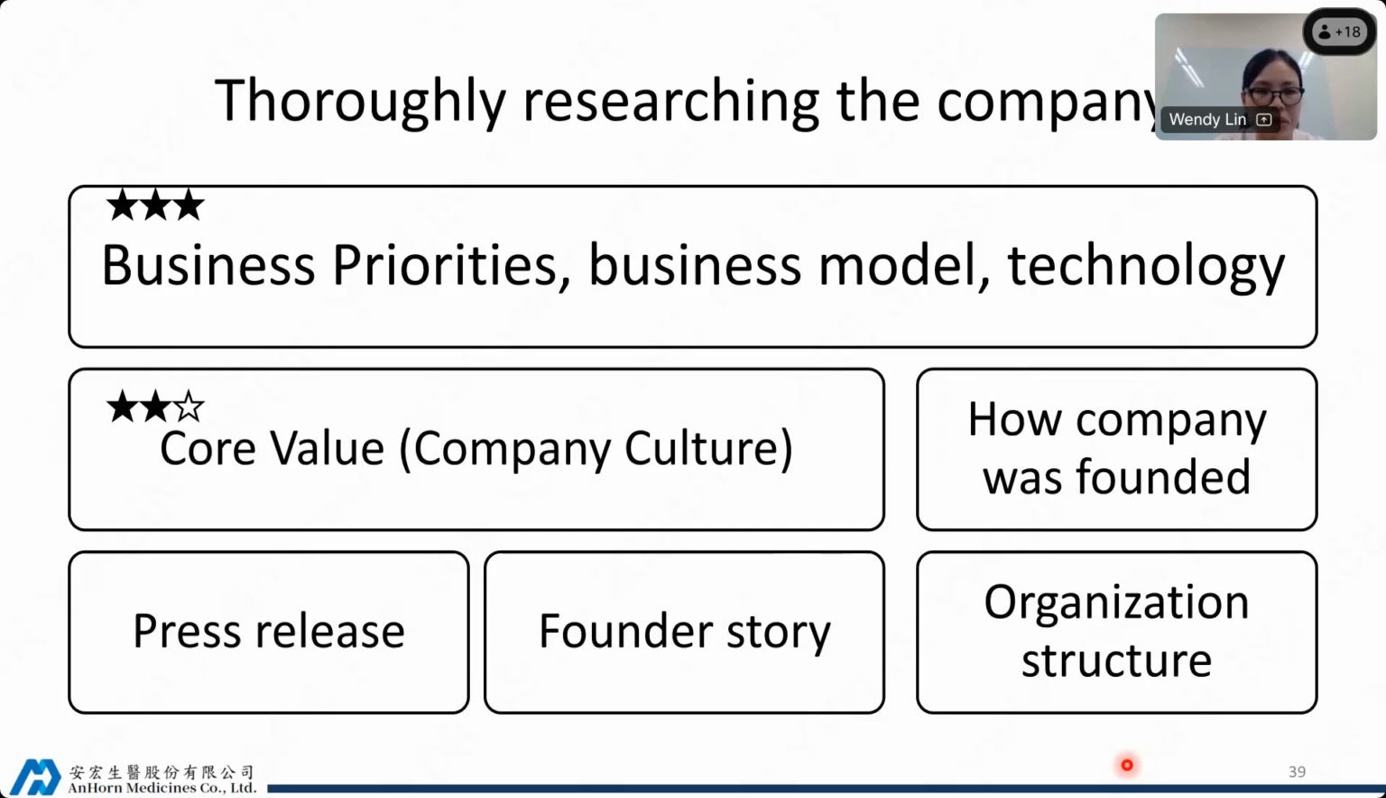And if there are some press releases or news, then you can learn about the founder, the team, and their recent progress in their business. So I think thorough research of the company is an important thing that you should do before the interview.